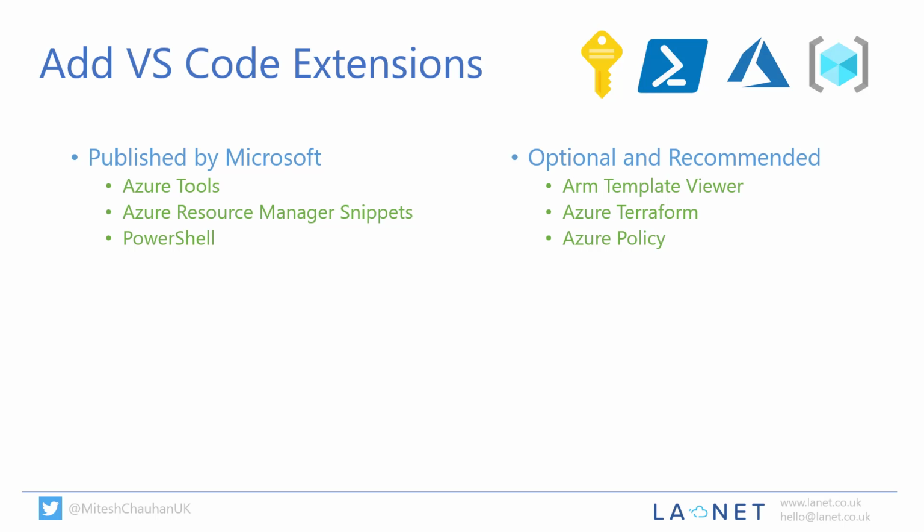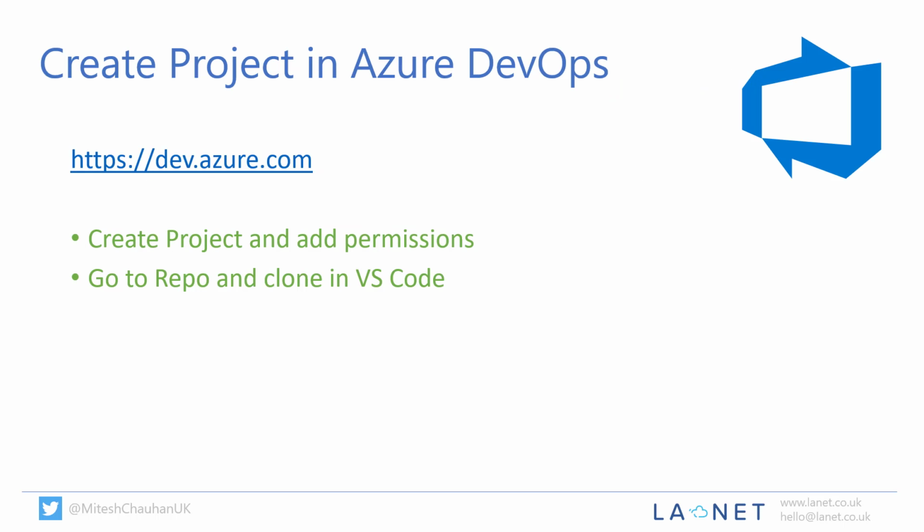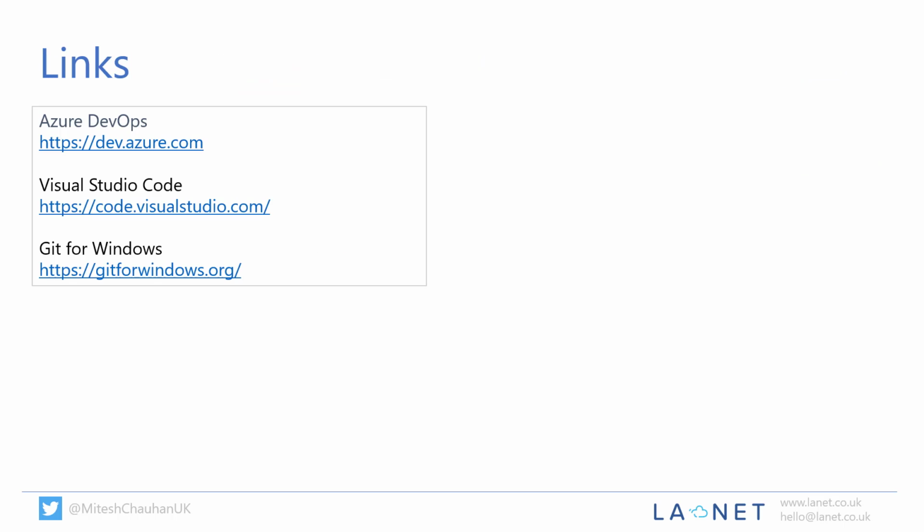Okay. And then with our training account, we'll go into Azure DevOps, create a project, look up some permissions. We'll create a repo and clone it and synchronize it in VS Code. And there are some links here, so we'll provide all the links as part of this course too.